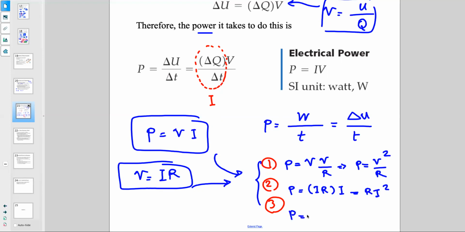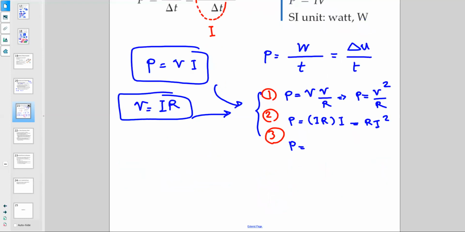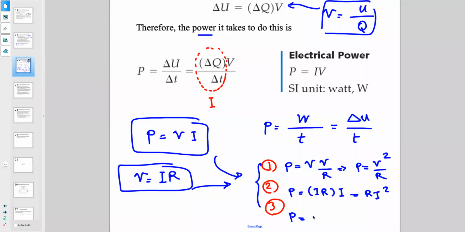And then I can write it as, if we write it like this, V times I, same old formula. So you have three ways of showing the P, or the power, and each will give you something special. I'll talk about that in the next couple of slides.